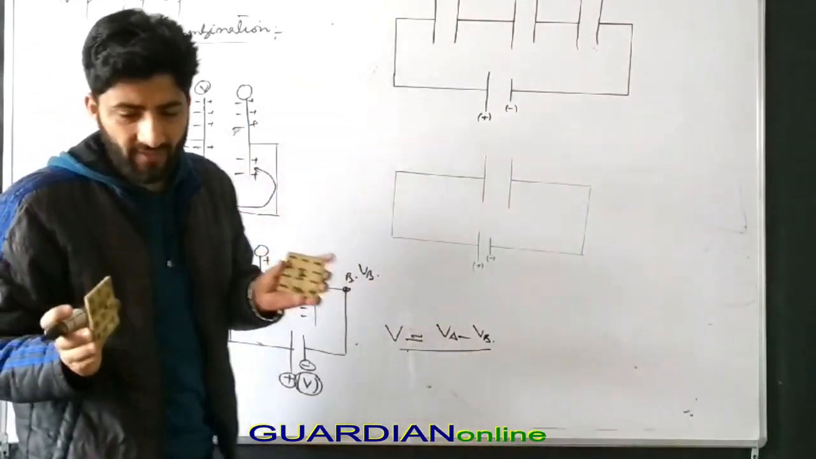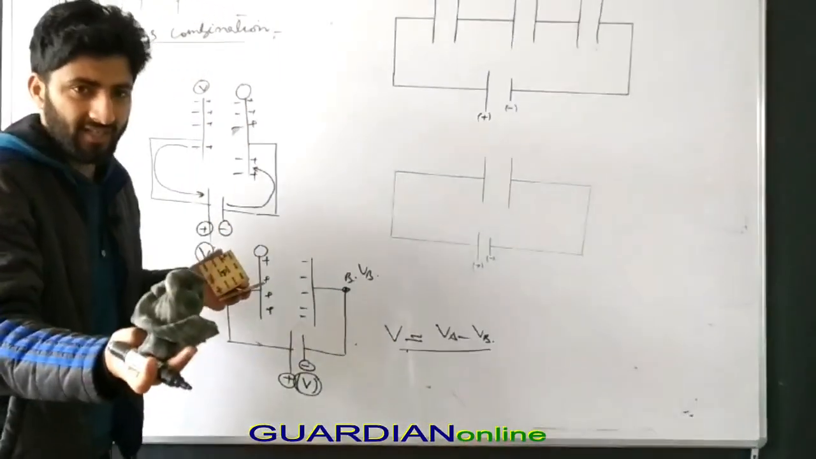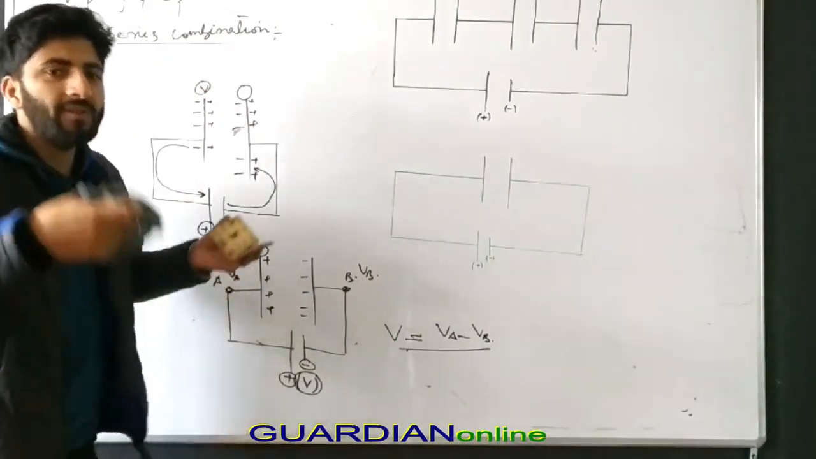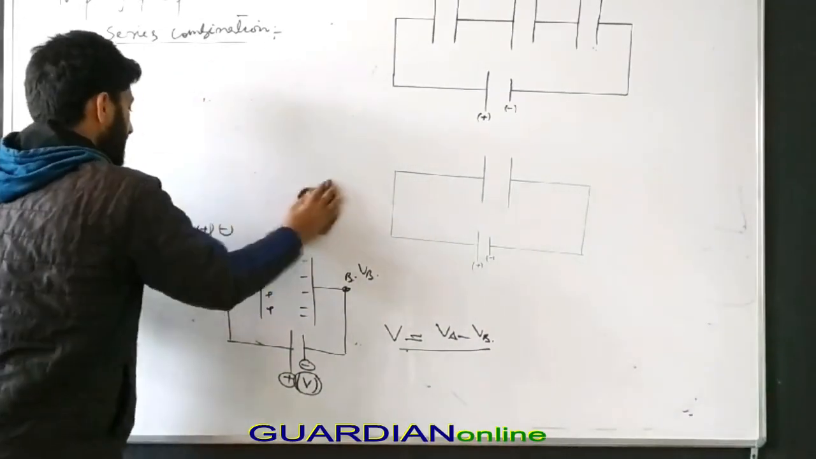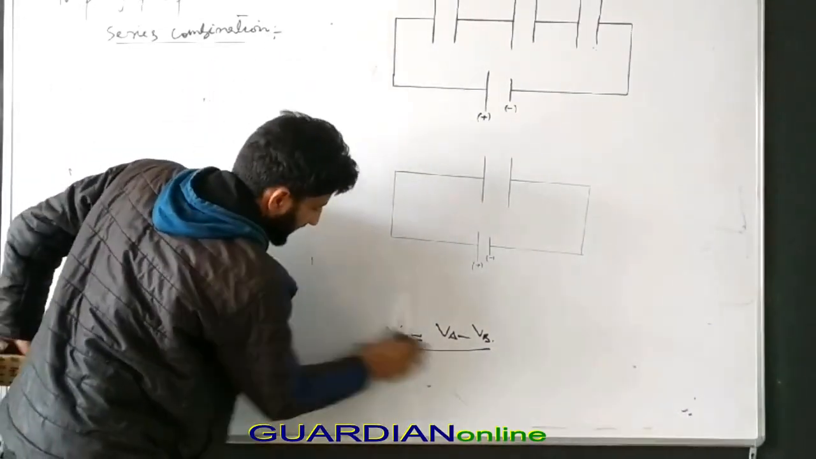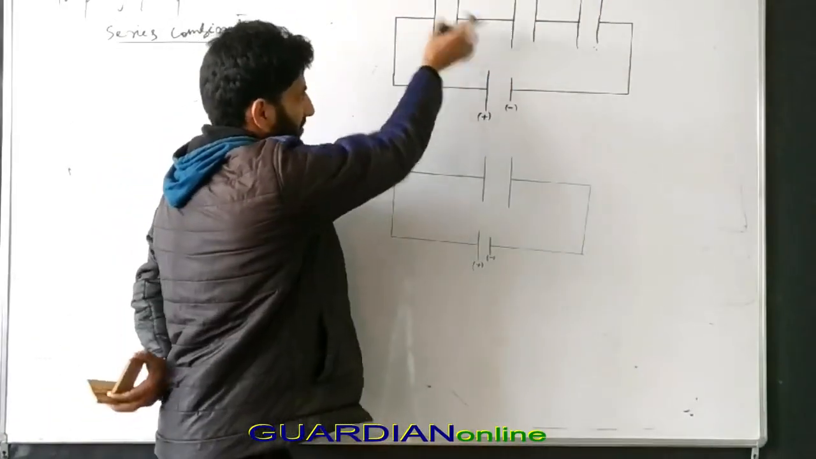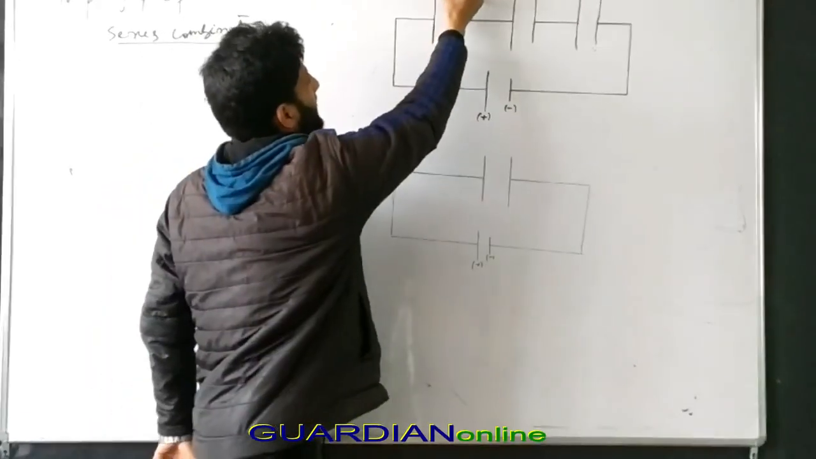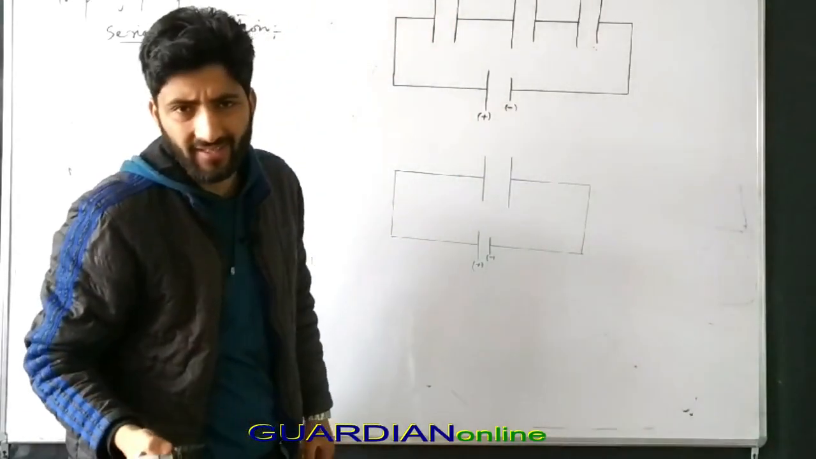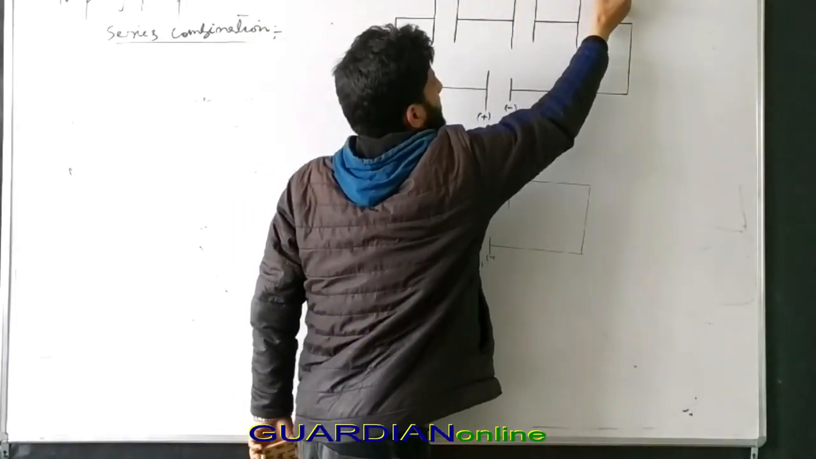Now we have charged the capacitor, but generalizing the terminals, if the capacitors are in combination, you can draw a diagram. For example, here the capacitors have capacitances, let us say C1, and we don't know the capacitance of it, C2 here, and C3 here.